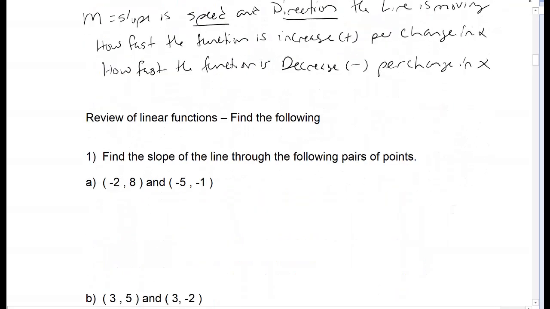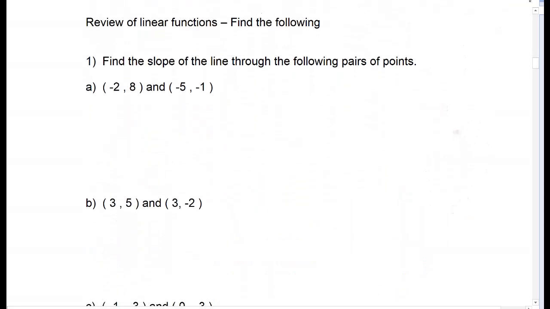So, a review of finding slopes. Slope and linear equations. This should be something you've done before. I can find slope as long as I have 2 points on my line. We're going to look at a couple of examples and find slopes. Remember, slope is the change in y, which is the difference in y over the difference in x. The biggest thing is just make sure you're consistent. If you pick one point to start with, that's the one you should always start with. I have to do the change in y over the change in x.